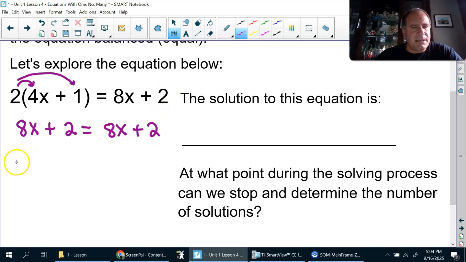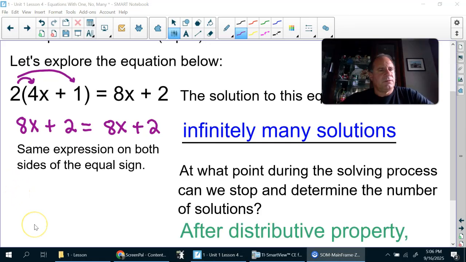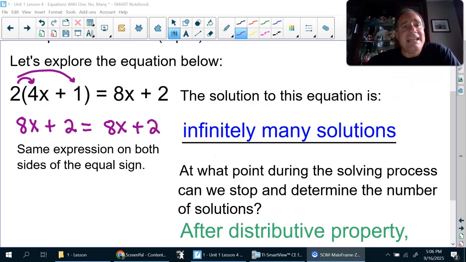It's the same expression on both sides. So you can tell right now that you have infinitely many solutions, and what that means is that any number will work. If you substitute it into the left, that same number will work on the right. So it's infinitely many solutions. You could tell right away you have the same expression on both sides. 8x plus 2 is always going to be equal to 8x plus 2.